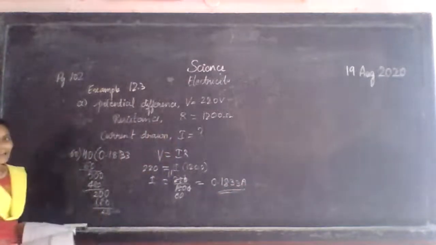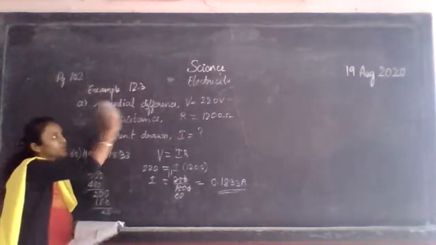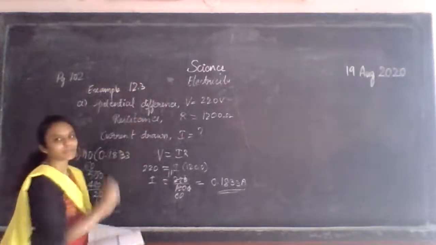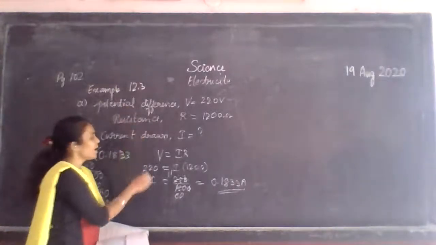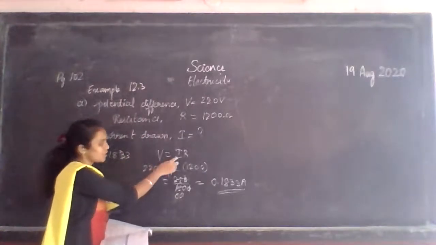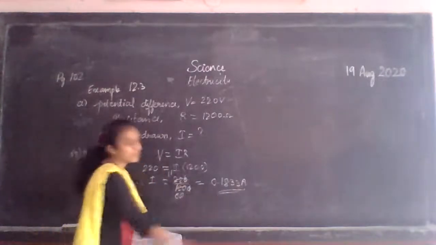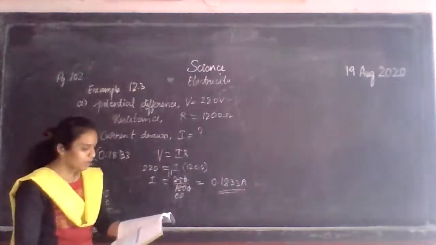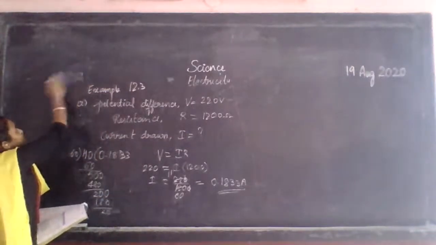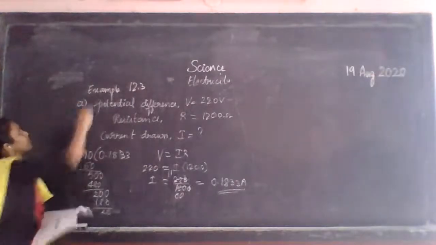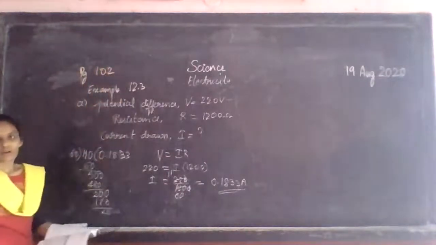This is how you have to calculate. They had asked you to calculate the current drawn from the bulb when it is connected to a source of 220 volts, when the resistance of the filament was 1200 ohms. So you just wrote down whatever was given and then, according to Ohm's law, V is equal to IR. You substituted all the values, simplified, and got the value to be 0.1833 ampere. This is a solved problem given to you on page number 1 or 2.